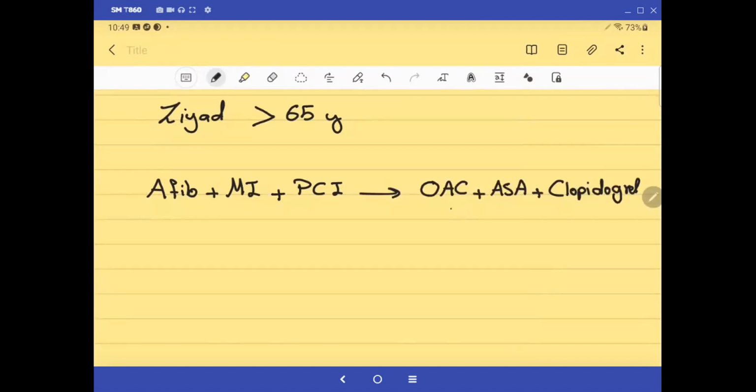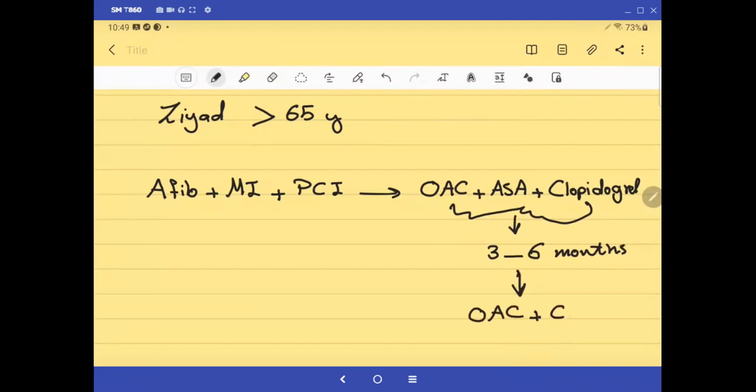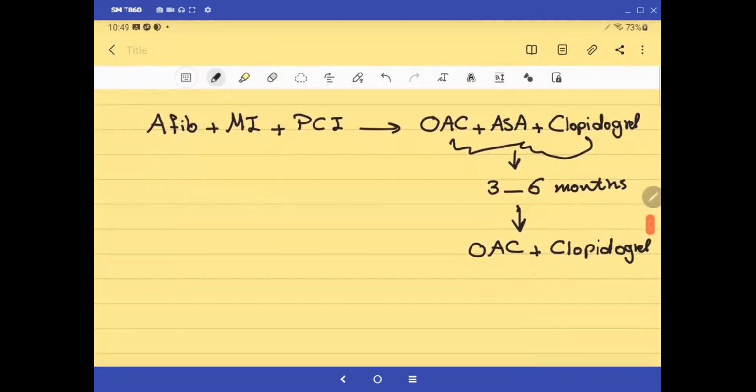Then after that, what will happen? Ziad will stop the aspirin and stay on oral anticoagulant plus clopidogrel until reaching the 12 months. Like he used the triple therapy for 6 months, I still have other 6 months. I will stop the aspirin and complete the second 6 months on clopidogrel and oral anticoagulant.